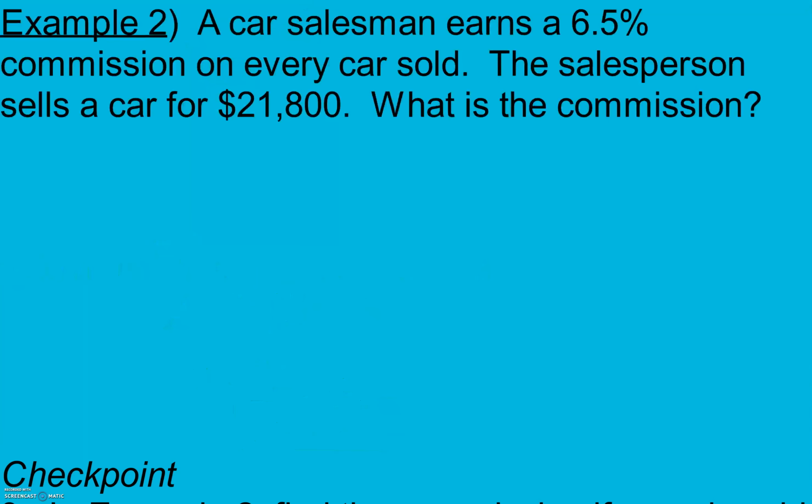A car salesman earns 6.5% commission on every car sold. The salesperson sells a car for $21,800. What is the commission? So here we have to take a little bit more time to think about what the things are. So we have A equals P% times B, part base. Our percent is pretty straightforward. We can plug that in right away.